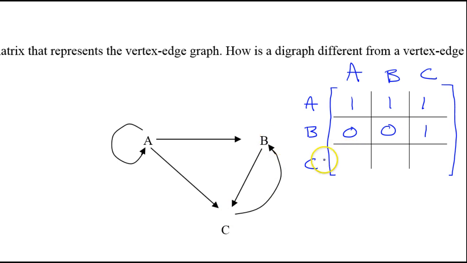Okay, now for the final row. From C to A. Is there an arrow from C to A? No. This arrow is from A to C. What about from C to B? Yes, there is one arrow. This curving arrow goes from C to B. What about from C to C? Nope. If there were, it would be a looping arrow like that, and one does not exist. So we'll put a 0 there. So that's how you make a matrix for a digraph.